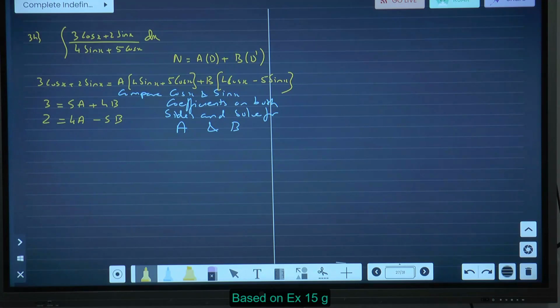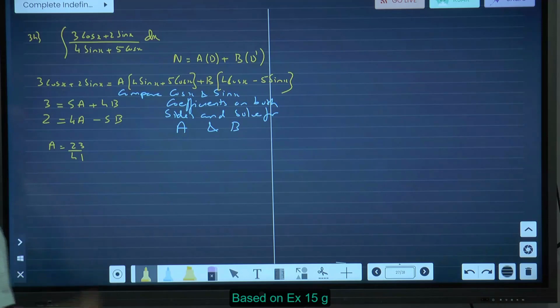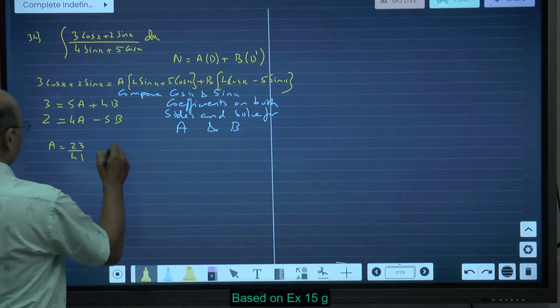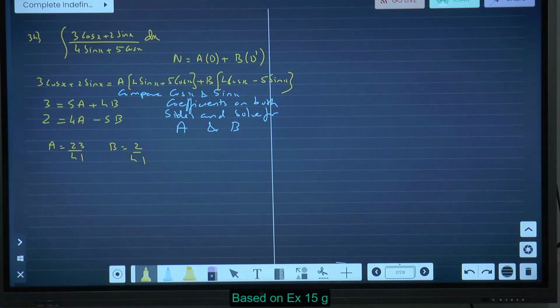Now you have to solve simultaneously. 3 cos x plus 2 sin x, 4 sin x plus 5 cos x. Now what you see here is the a value will be 23 upon 41. I am just solving this. A value will be 23 upon 41 and b value will be 2 upon 41. Can you solve this and try to find out it's right or wrong? Hurry up fast.